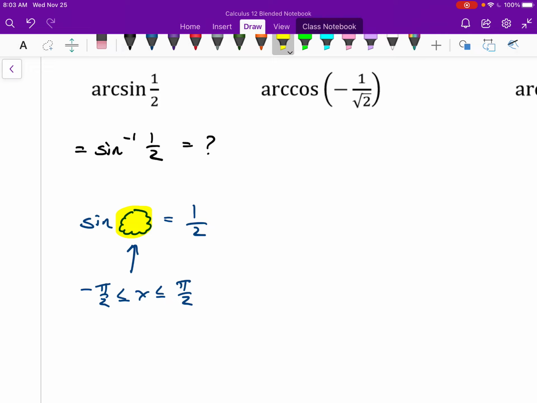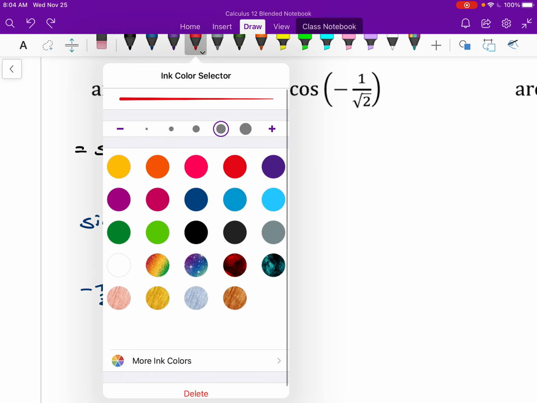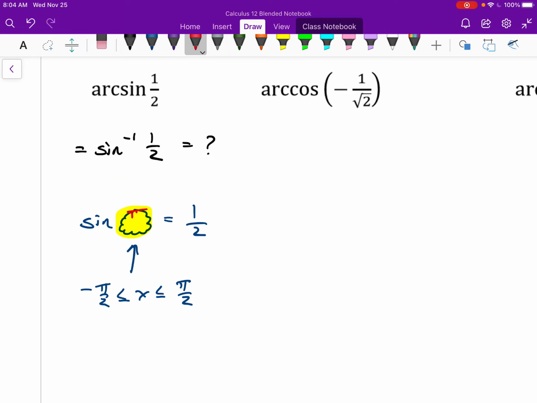And so where does sine equal 1/2 in that restriction? At only 30 degrees, or only pi over 6. And so therefore this equals pi over 6, or 30 degrees if you're in degrees. But we'll almost never use degrees in this course.